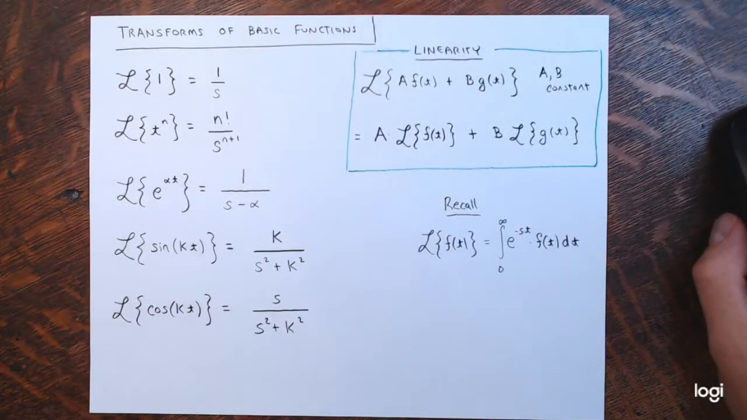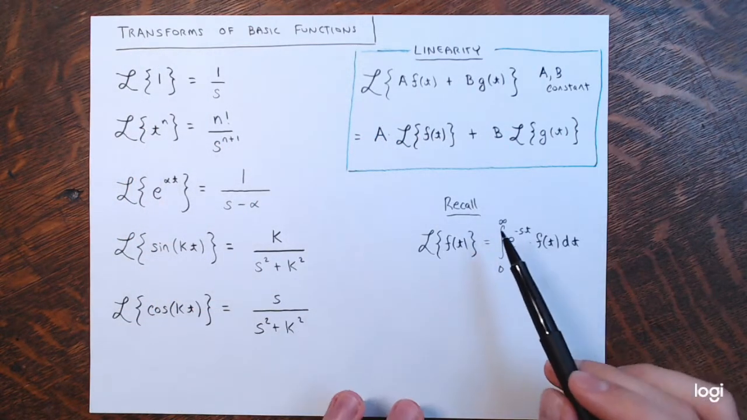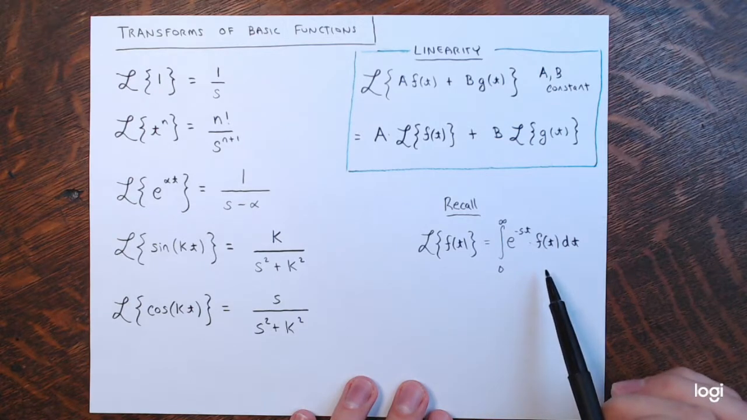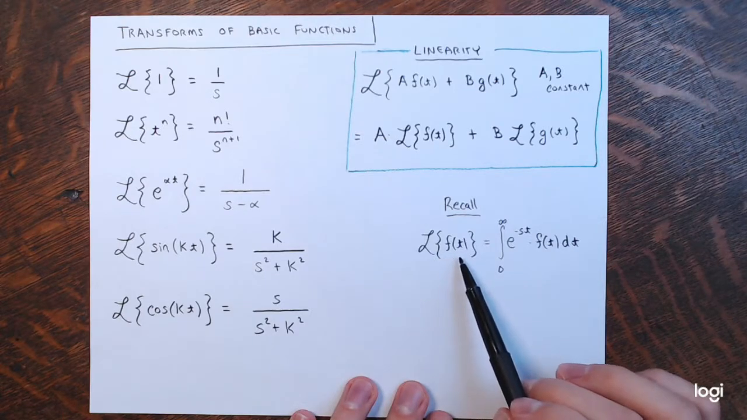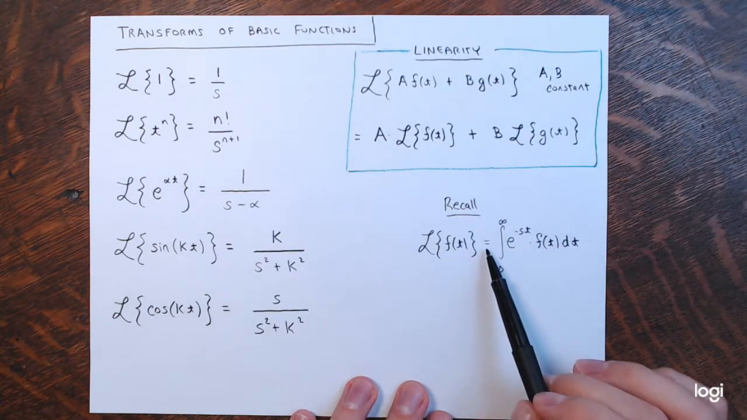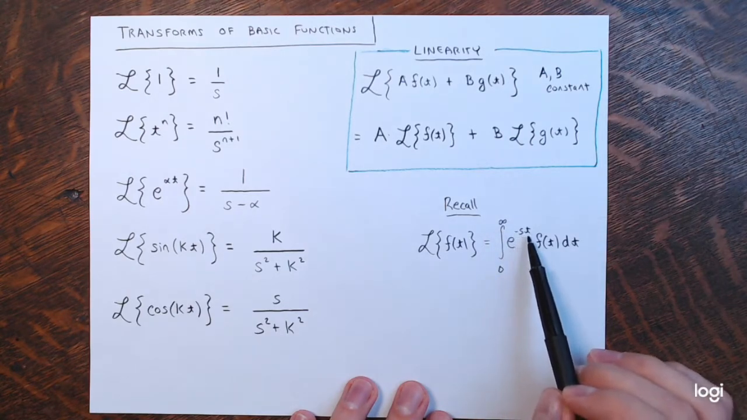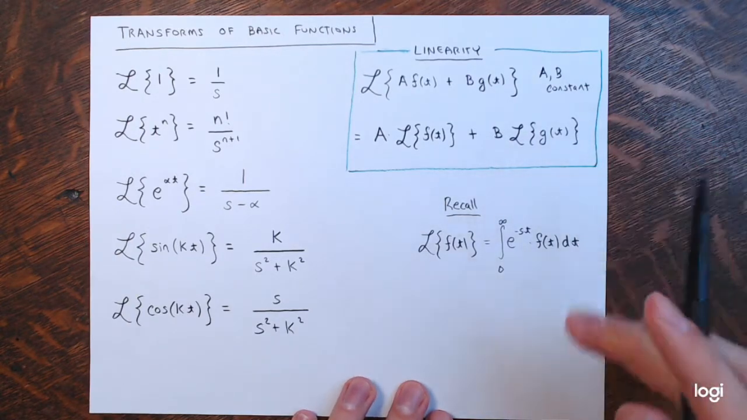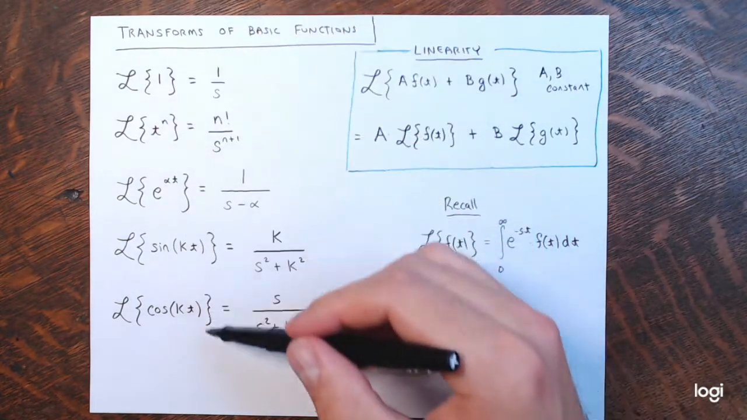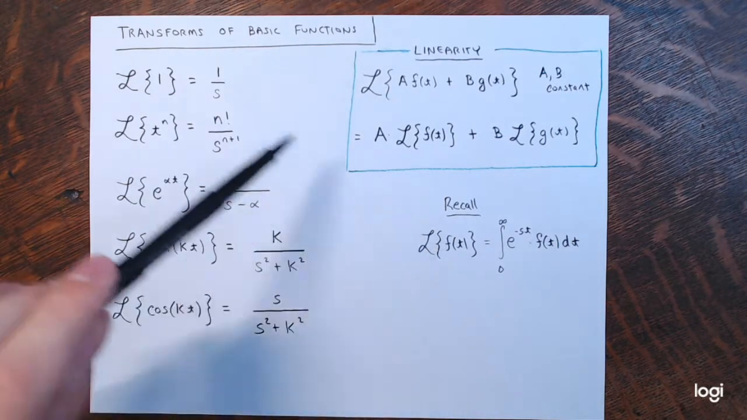First, we've got a list here of transforms of basic functions. Again, I want you to recall the definition. I just said it out loud a second ago: the Laplace transform of some function of t is equal to the integral from 0 to infinity of e to the negative st times that function f of t with respect to t. You could use this definition to verify all 5 of these in my list here, but I'm not going to actually write that out. I'll leave that to you. Use the definition to verify the following.